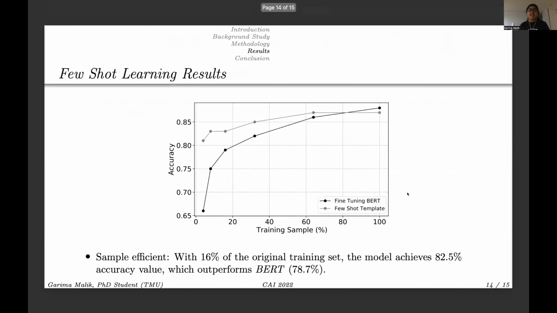Moving towards few-shot learning results, we started by training with a small number of samples. You can see that with 16% of the training set, the few-shot template model is giving us very good accuracy, which is great news because usually we don't have much data to train our models. In such cases, we can apply few-shot learning. But as you can see, if you use the full training set, 100%, then the fine-tuned BERT model will outperform the few-shot template model, which is obviously possible because fine-tuning BERT has more capabilities. But still, it's a simple, efficient technique: for fewer samples, you can apply few-shot learning.